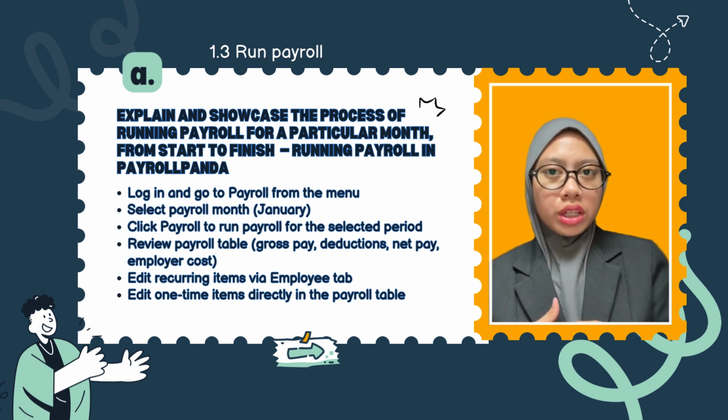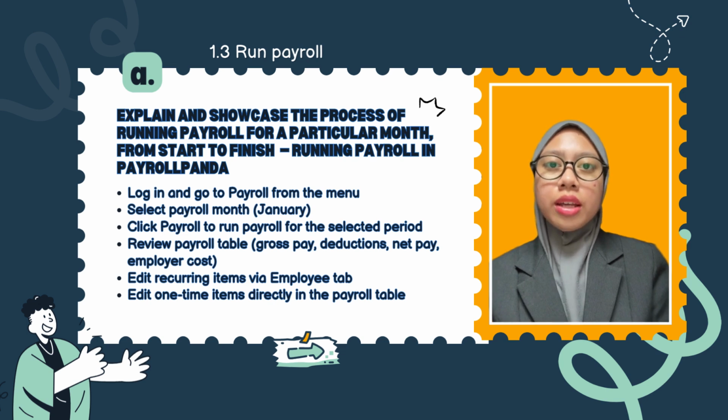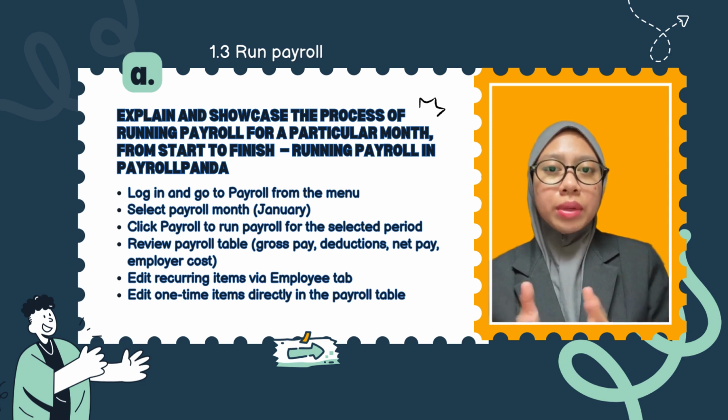On the run payroll page, a detailed payroll table appears listing all employees for the selected month. The table includes gross pay, employee statutory contributions such as EPF, SOCSO, EIS and PCB, net pay, employer contributions and total employment costs. At this stage, it is important to carefully review each employee's payroll information to ensure accuracy before proceeding. If any adjustments are needed, recurring items like base salary or fixed allowances can be edited under the employee tab to apply to future payroll cycles.